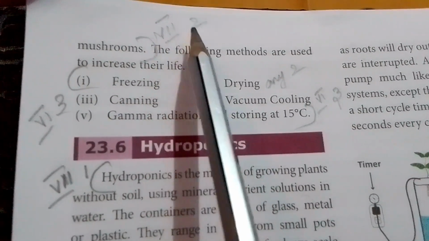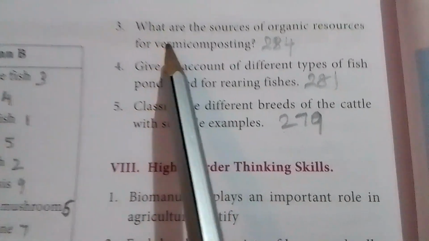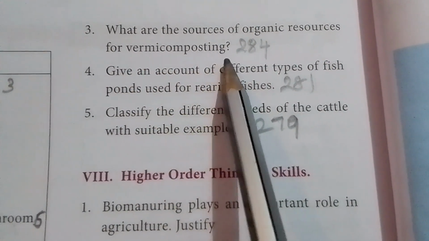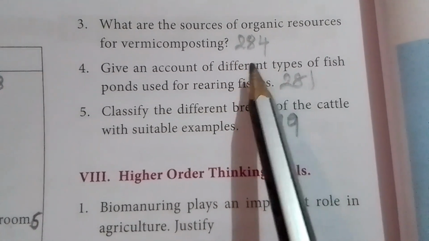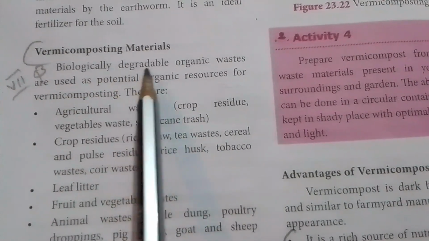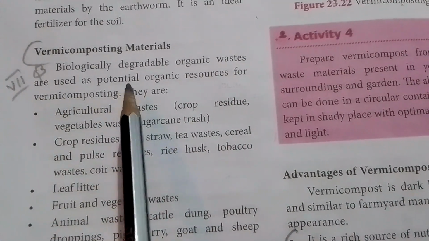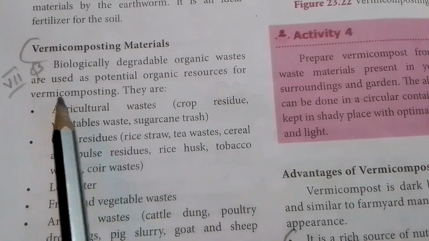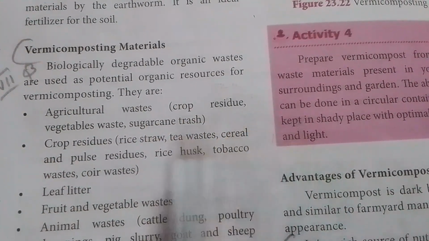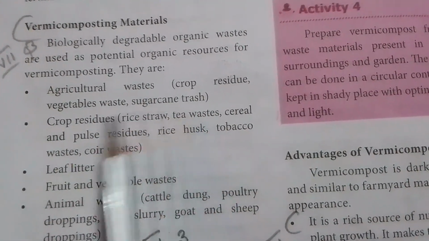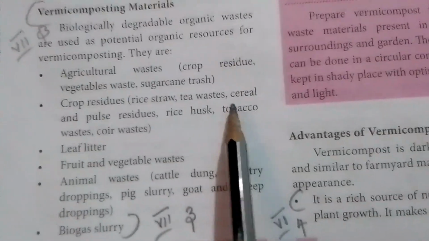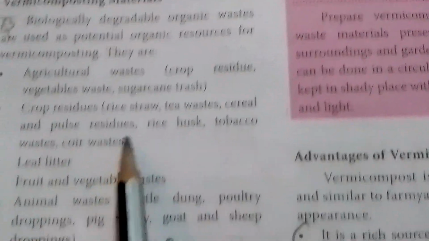Third one, what are the sources of organic resources for vermicomposting? Take page number 284. Vermicomposting material. Biologically degradable organic wastes are used as potential organic resources for vermicomposting. They are: first point, agricultural waste, crop residue, vegetable waste, sugarcane trash. Second point, crop residues, rice straw, tea waste, cereal and pulses residues, rice husk, tobacco waste, coir waste.